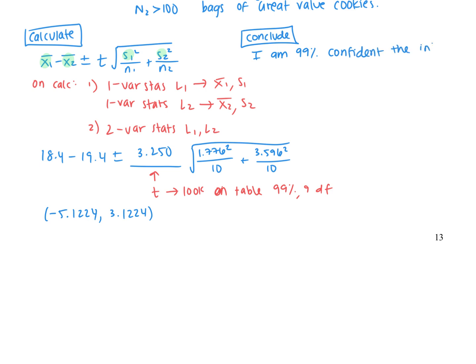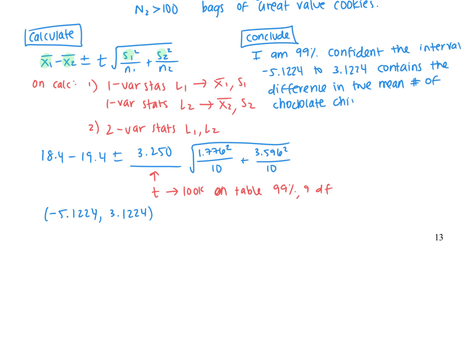The interval, -5.1224 to 3.1224, contains the difference in true mean number of chocolate chips in Chips Ahoy and Great Value cookies.